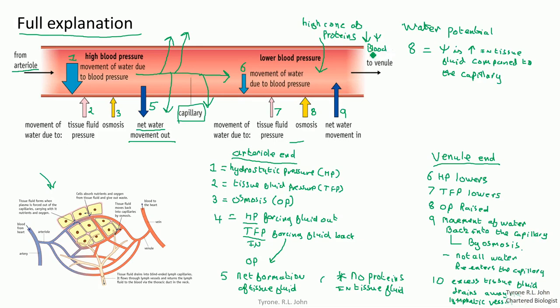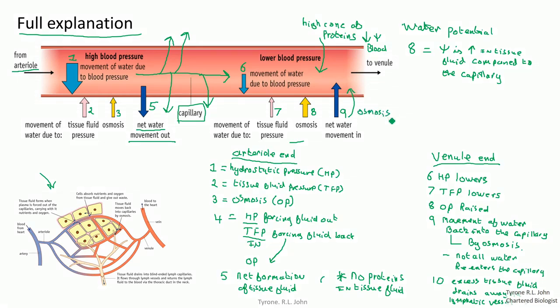All right, and that's why at the venule end, the water potential of the tissue fluid is higher than that of the water potential in the blood. Okay, and that's why we get the movement of water back in by osmosis.